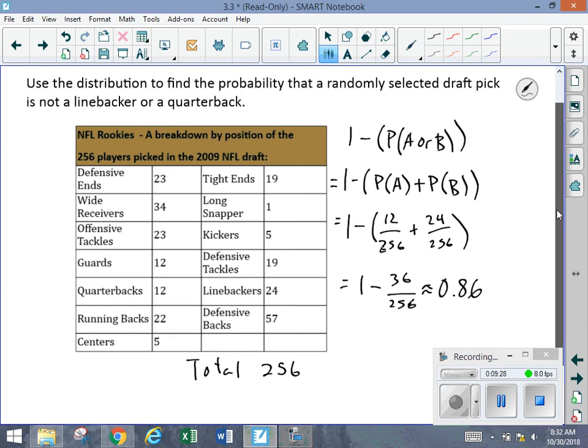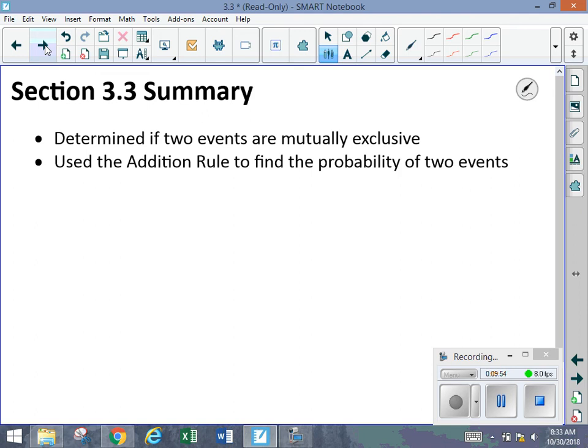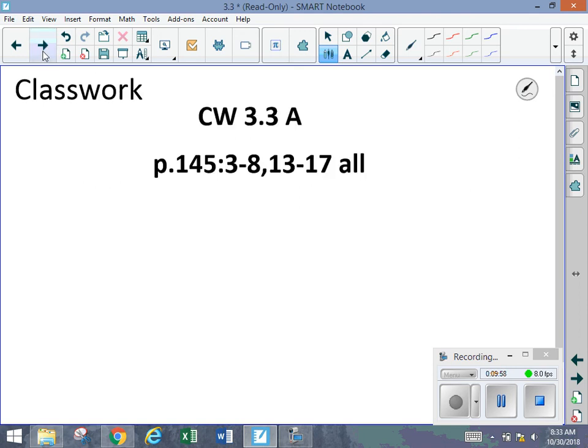You could do that as well. That would work. You could add up all the things that are not quarterback or linebacker and then do that division. That would totally work. Two ways to do that. All right, so that is what we did. That is what you'll do right there.